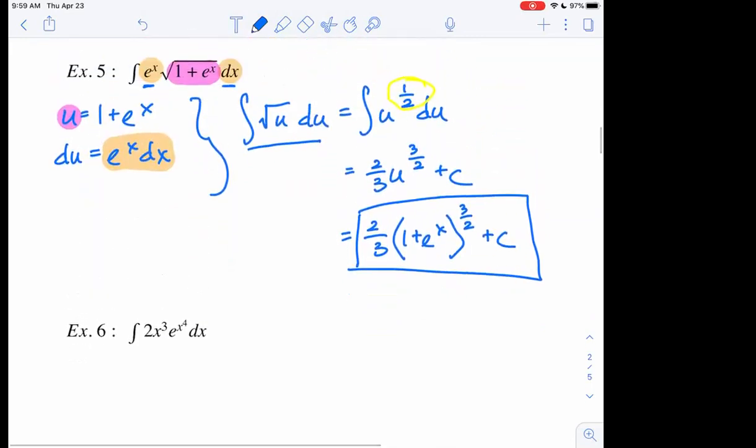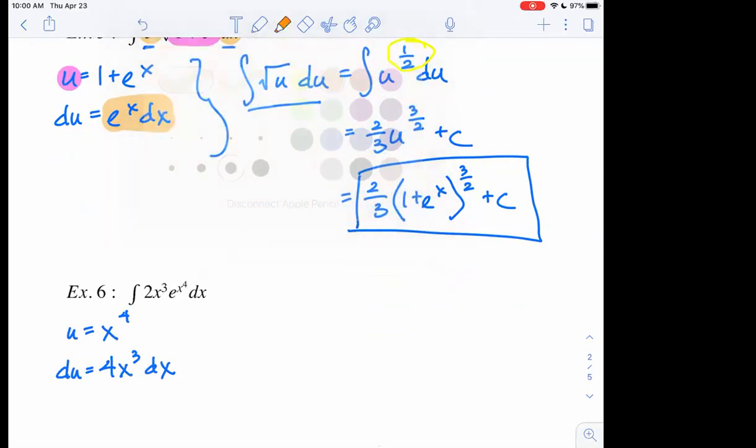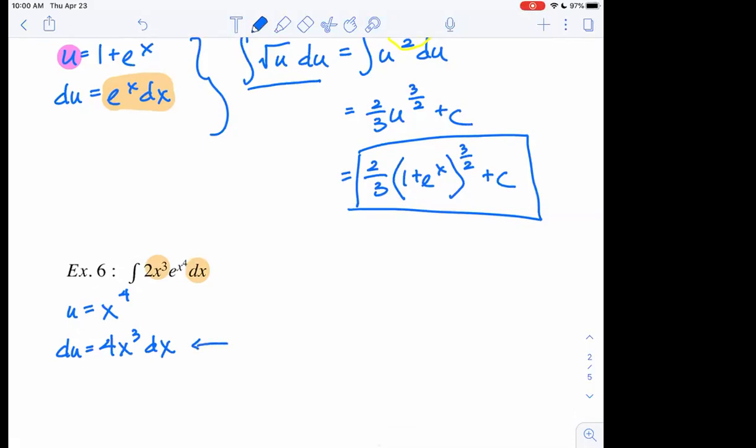Question number 6. I feel like you guys have been super good at identifying the u's. So I think we got u equals x to the 4th. And then my du would equal 4x to the 3rd dx. Now, when I look at what I have in my equation, I have a 2x cubed dx. So what should I do to this line right here to make it match what I have in the equation? Divide by 2 on both sides. Yeah, divide by 2, good. So 1/2 du equals 2x cubed dx.